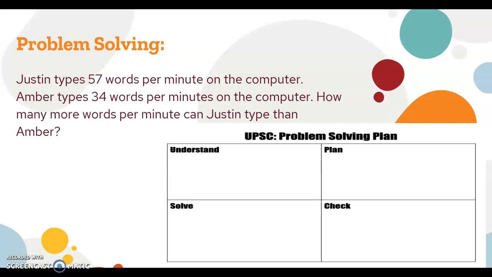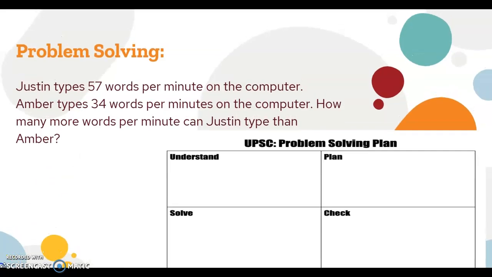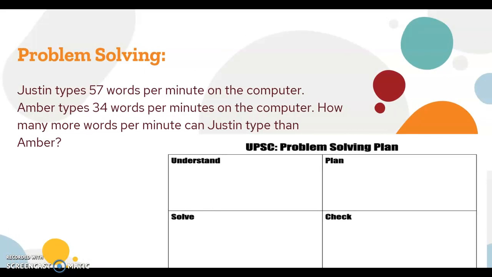Now, if you do have a highlighter, keep in mind that everything in this problem does not need to be highlighted. Now, when Ms. Glad was modeling for you in the previous problems, you should have noticed that I didn't highlight everything that was in the problem, because I did not need all of that information that's in the problem. You only need to highlight important information that you can use. So for this problem here, I'm going to model it for you again. We know that Justin types 57 words per minute. Okay, that's all I'm going to highlight.